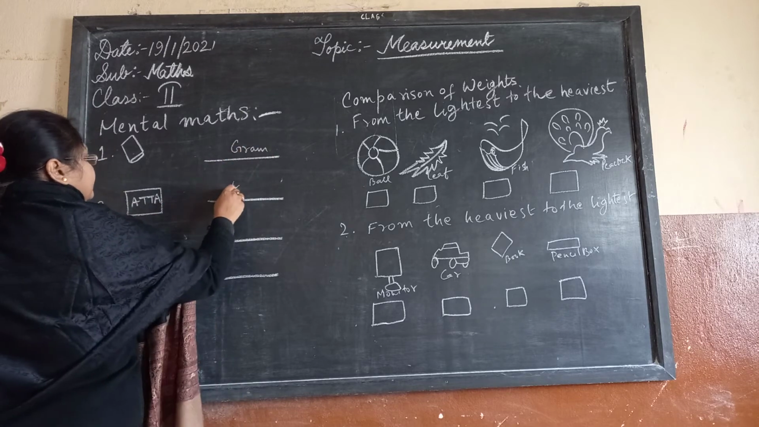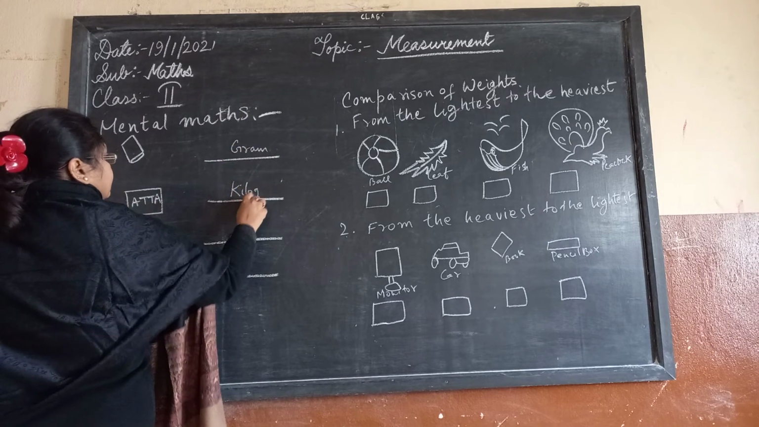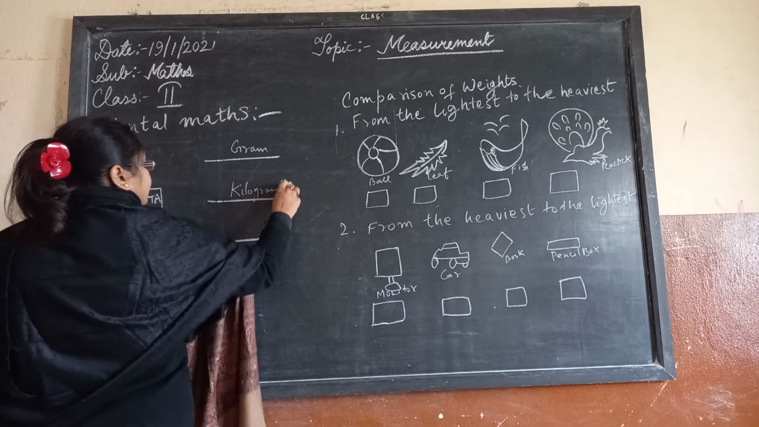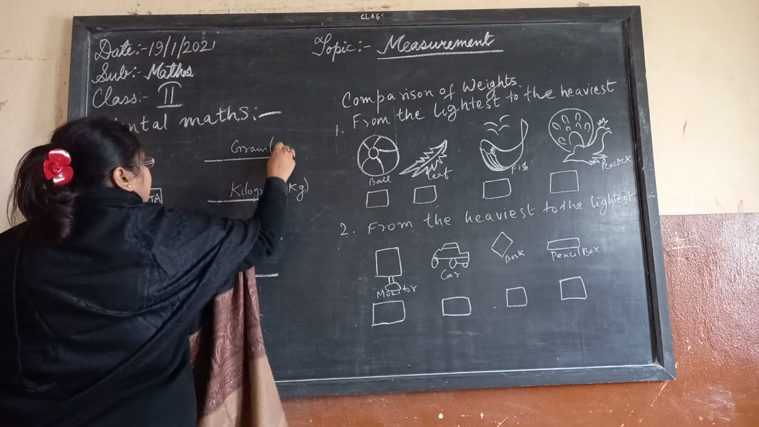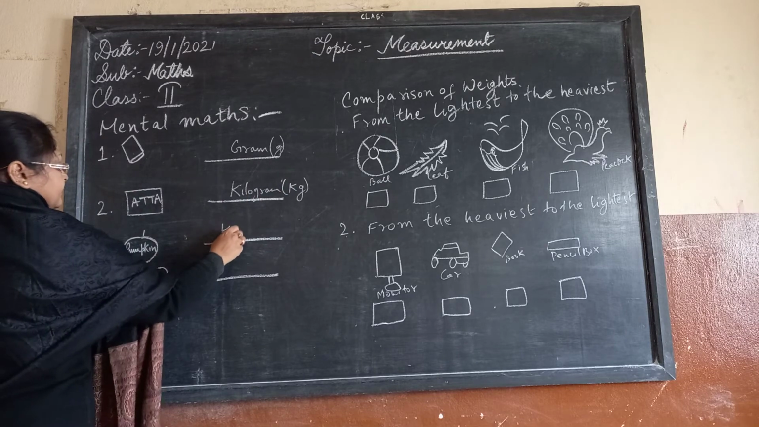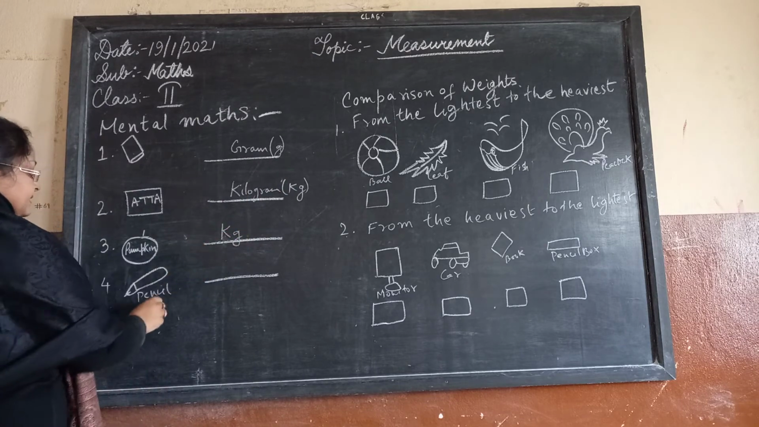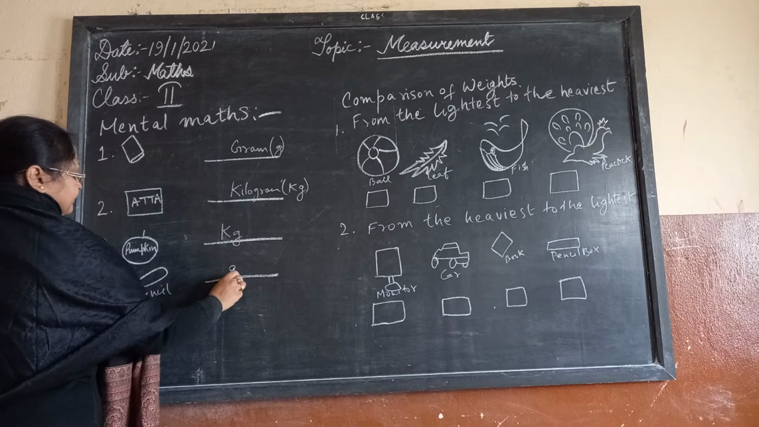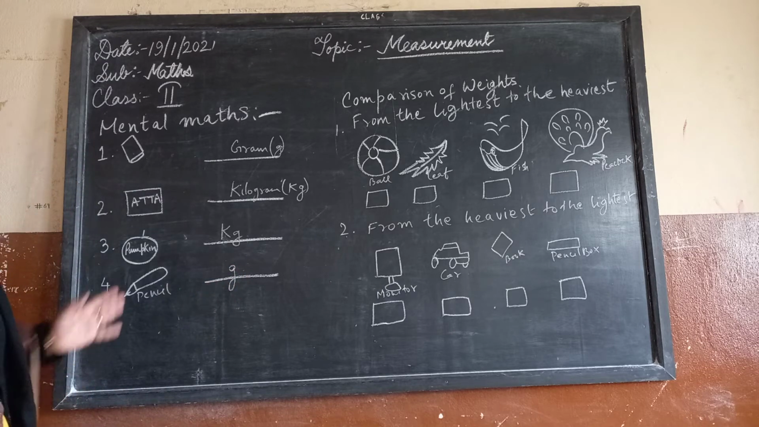Atta will be measured in kilogram. Or kg we can write shortly, and g we can write as short. Pumpkin is measured in kg, kilogram, and pencil is measured in gram. Okay, so these are the things we have done.